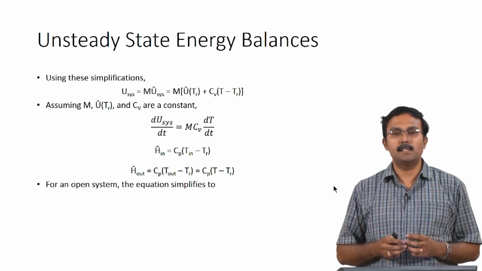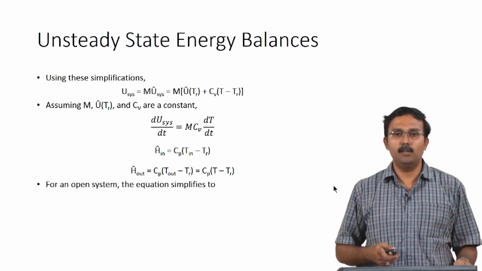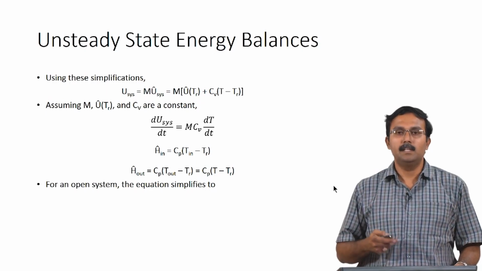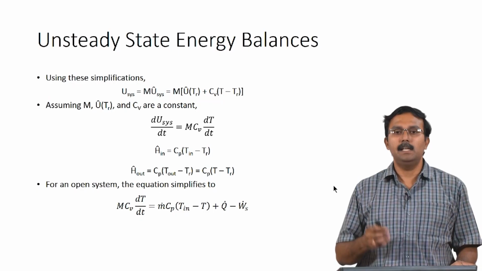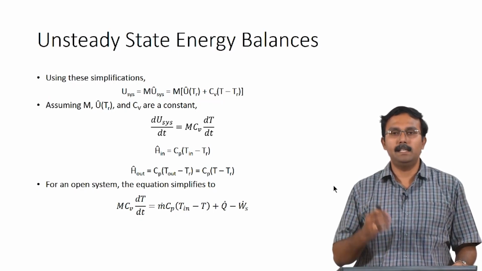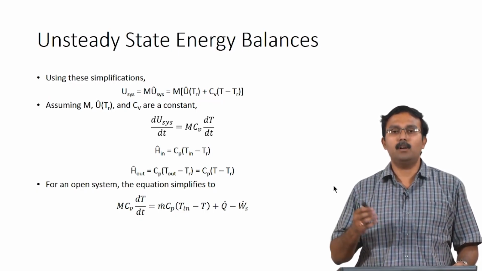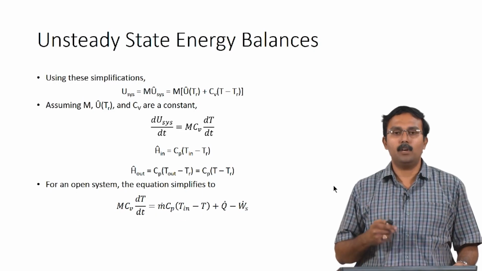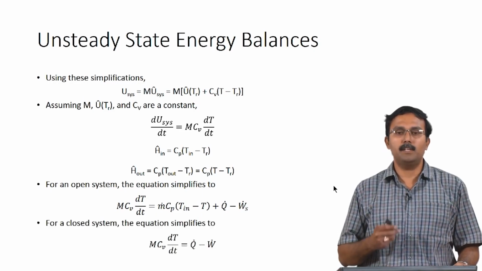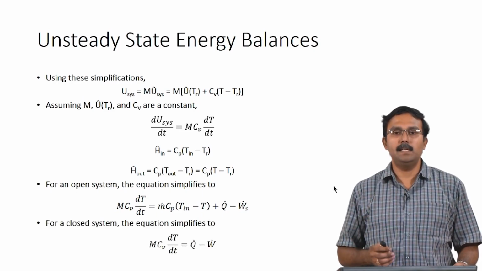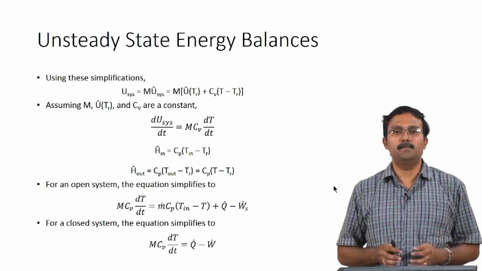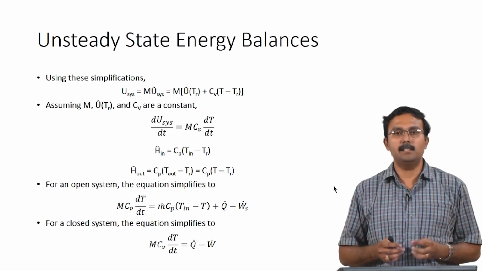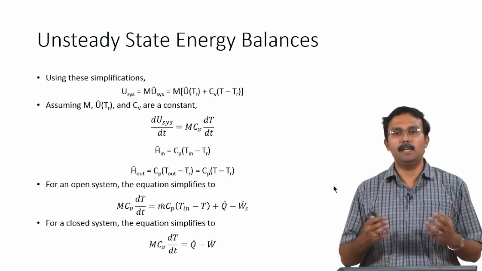For an open system, if we substitute these values back into the equation, it simplifies to m Cv dT/dt equals m dot Cp (T in minus T) plus Q dot minus Ws dot. For a closed system, the equation simplifies to m Cv dT/dt equals Q dot minus W dot. These are simple equations to work with, and this is what we can actually solve.